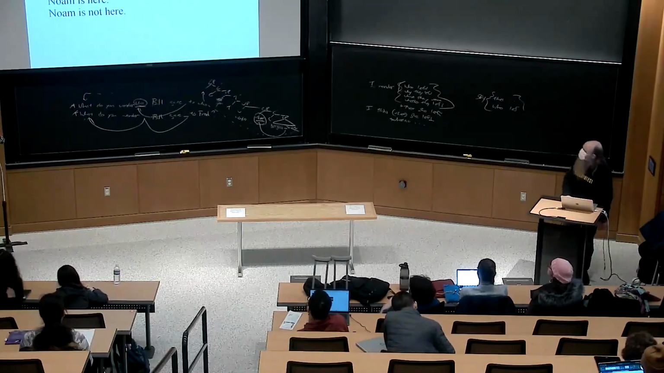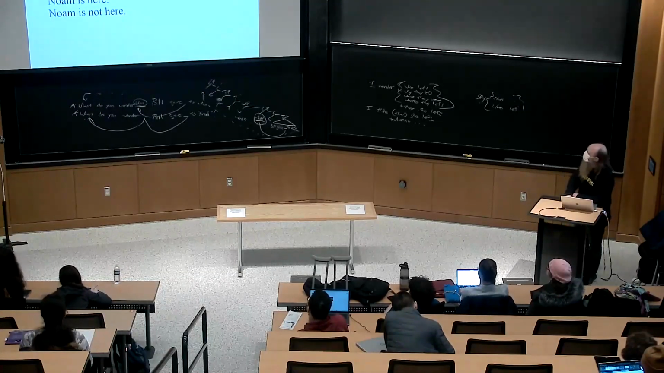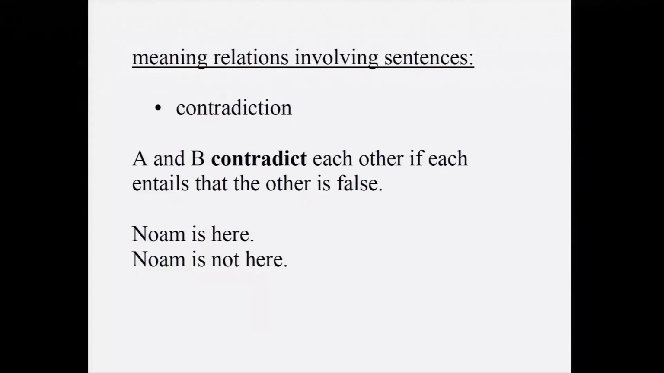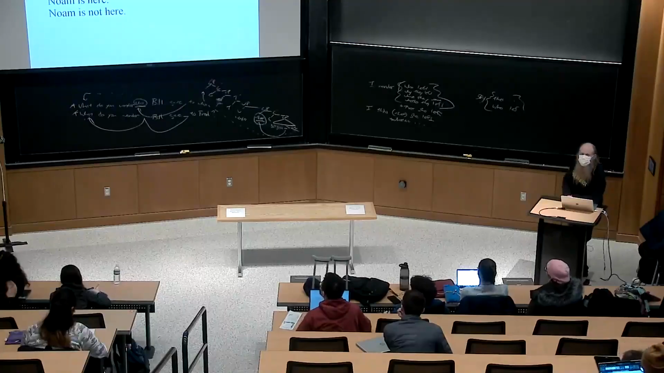And we say that they contradict each other if each entails that the other is false. So as long as Noam always refers to the same person, if Noam is here, that entails that it is not true that Noam is not here. And if Noam is not here, that entails that it is not true that Noam is here.